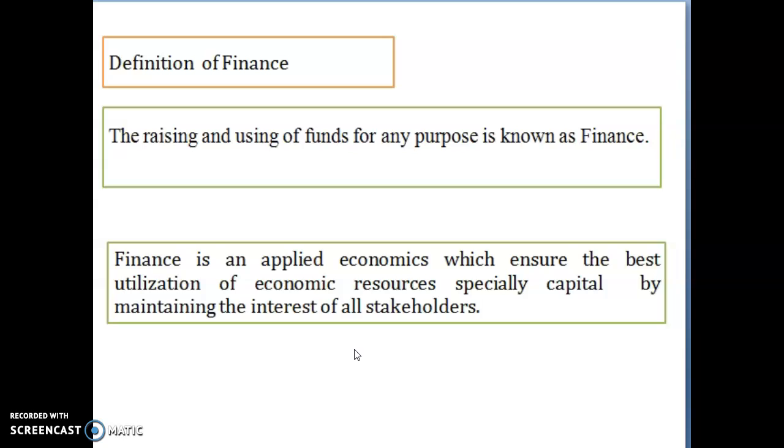If we define finance from a broader perspective, we can say that finance is an applied economics which ensures the best utilization of economic resources, especially capital, by maintaining the interest of all stakeholders. Now you need to know what the economic resources are. In any country there are 4 types of economic resources available, that are land, labor, organization and capital. Now you need to know who the stakeholders are. The stakeholders of a business are customers, suppliers, employers, employees, government, etc.